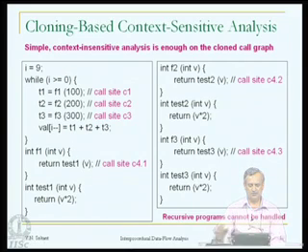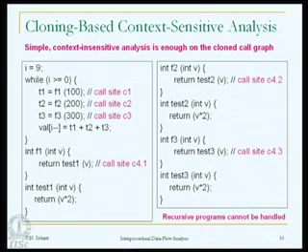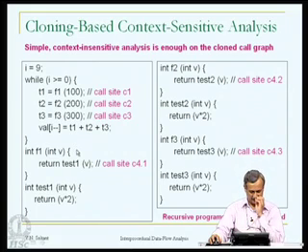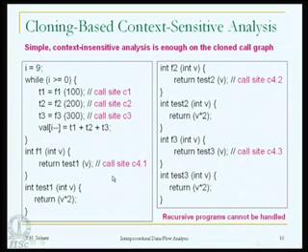So, there is a code explosion here, instead of just one function f and one function test. Now, we have 3 f functions and 3 test functions. So, once we have such cloning, we know that f1 always calls test1. So, there is no other ambiguity here. So, simple context insensitive analysis is enough on the cloned call graph, but recursive programs cannot be handled by this scheme. So, there is code explosion, but there is accuracy, but recursion cannot be handled properly.